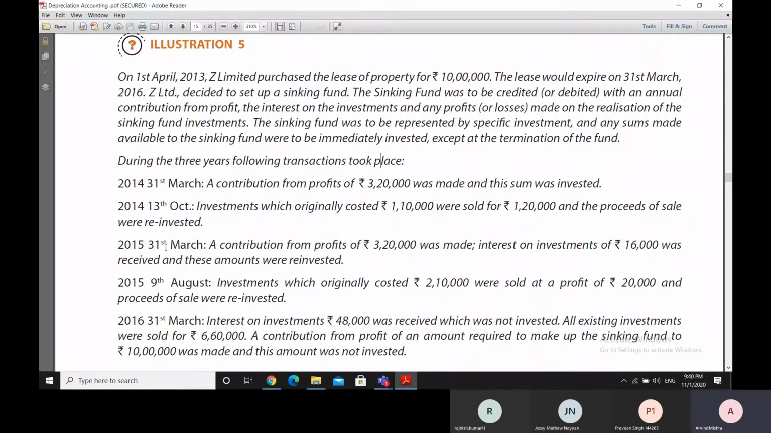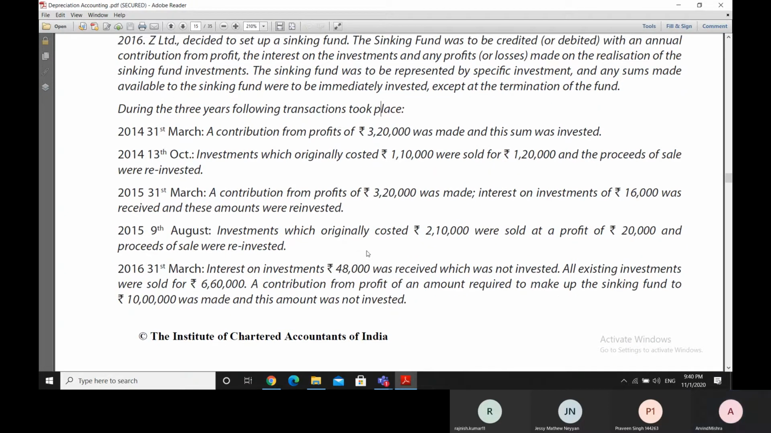Thereafter, on 31st March of 2015, a contribution from profits of 3,20,000 was again made. So every year, a contribution of 3,20,000 is being made, and the interest on investment of 16,000 was received, and this amount was also reinvested in the specific investment. Thereafter, on 9th of August 2015, investments which had originally cost 2,10,000 rupees were sold at a profit of 20,000. So that means they were sold for 2,30,000 rupees, and whatever proceeds of sale were received were reinvested in the specific investment.